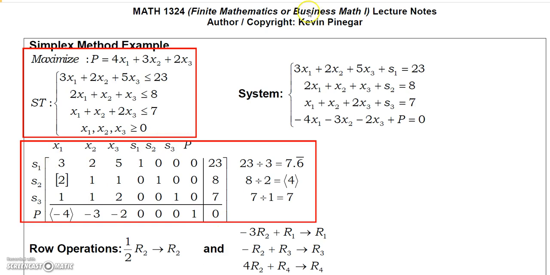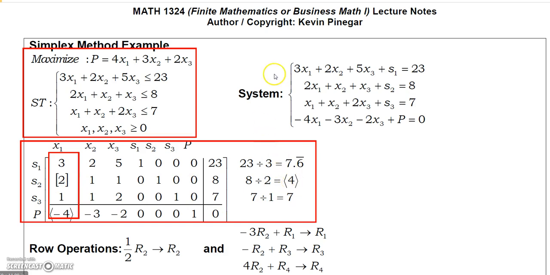Now, if you take a look at this problem, you can see that the most negative indicator is in this first column, negative 4. So negative 4 identifies column 1 as the pivot column. And then you divide these positive numbers up here into their constants. So 3 divided into 23 is actually 7 2/3. 2 divided into 8 is 4. And then 1 divided into 7 is 7.